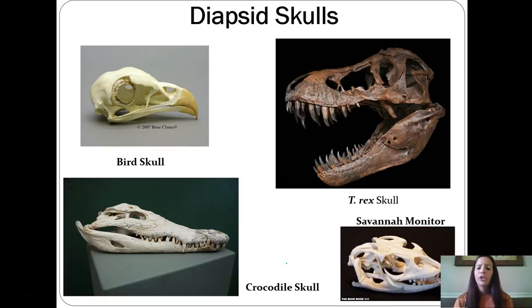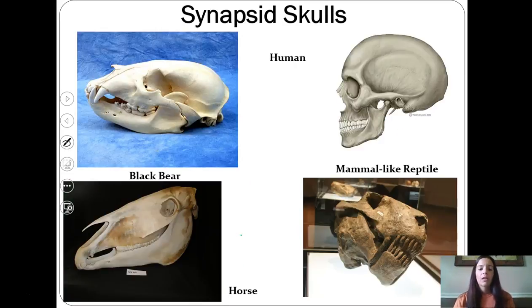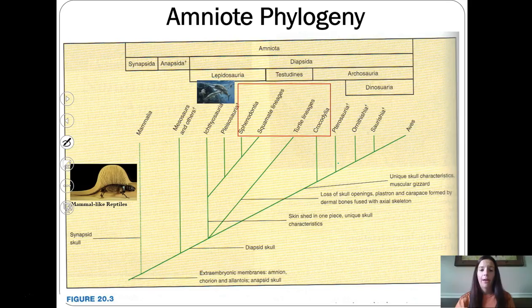So here's just another look at those different kinds of skulls. So you have a monitor down here, T-Rex up there, you have a bird skull, and then a crocodile skull. Some synapsid skulls, so like we said, these are mammals. So look at the human versus a horse over here versus a black bear, and then a mammal-like reptile.